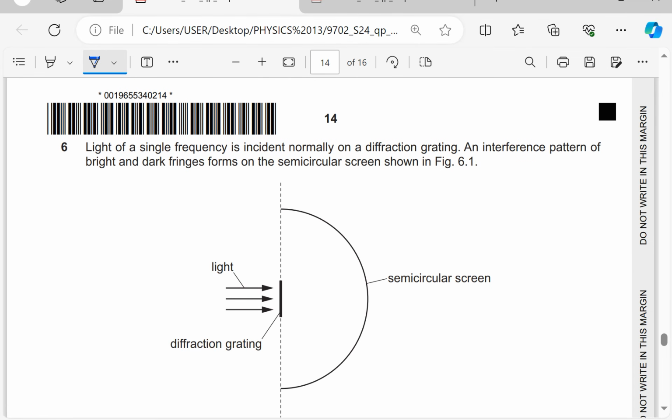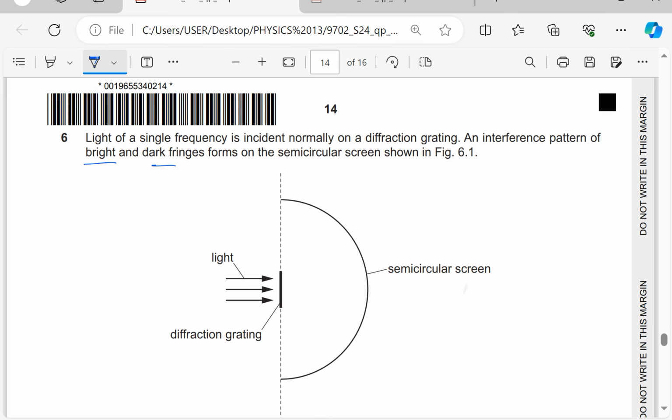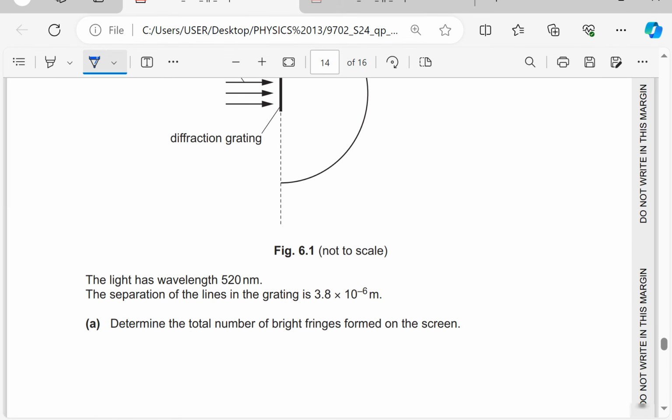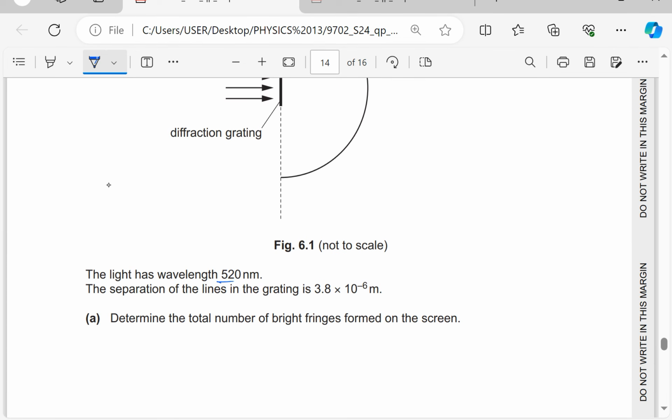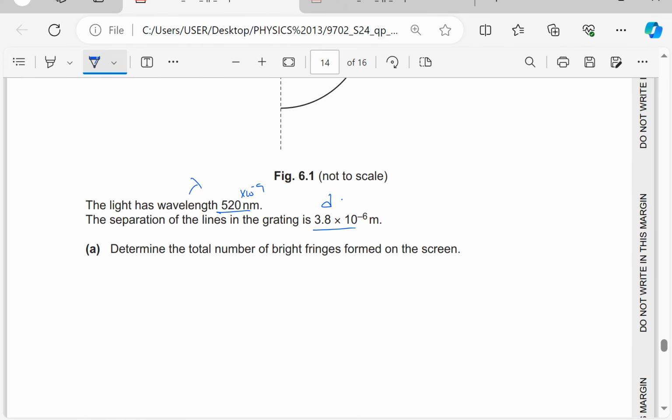Question 6 is waves. Light of a single frequency is incident normally on a diffraction grating. An interference pattern of bright and dark fringes forms on the semicircular screen. The light has wavelength 520 nanometers. Nano is 10 to the power of minus 9. The separation of the lines in the grating is this. So this is going to be d. This is the wavelength. Determine the total number of bright fringes formed on the screen.